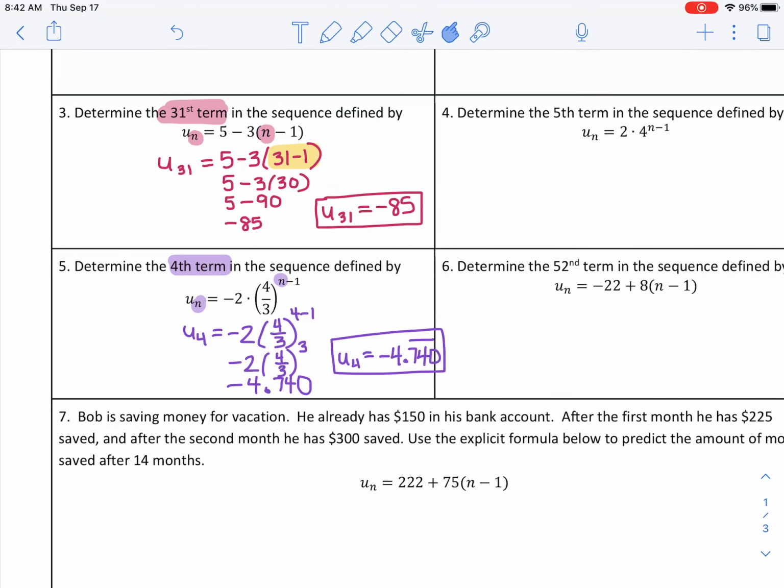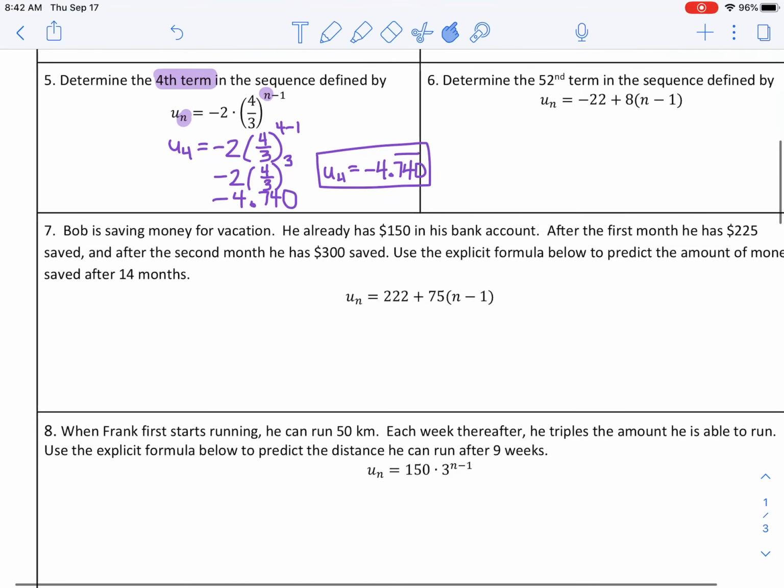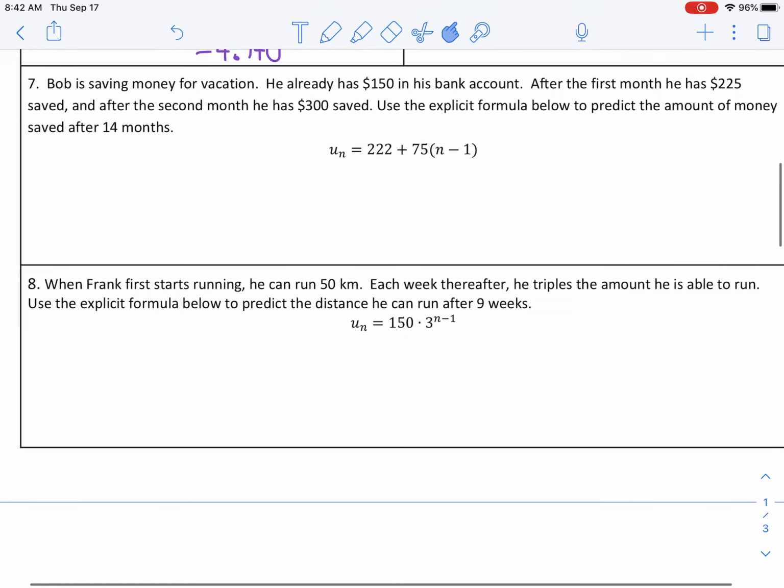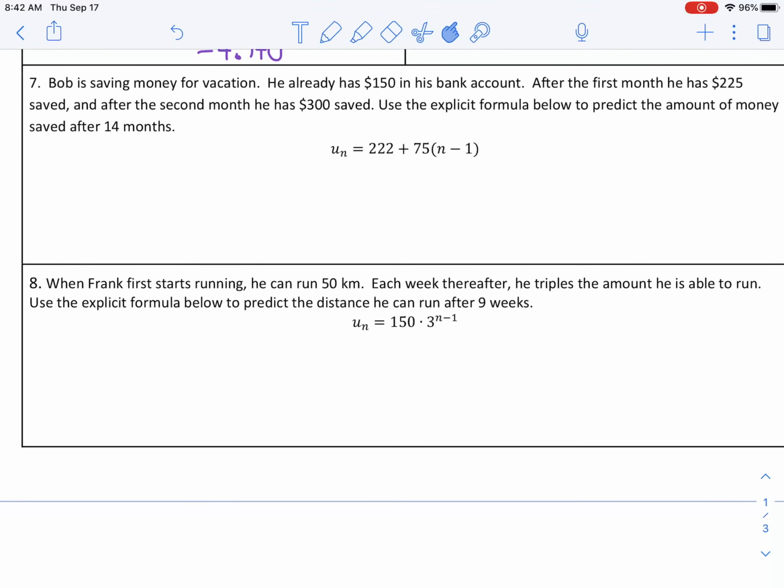The only other way you might see is with a word problem. So if we skip down, we're going to go to number 8. Number 8 says, when Frank first starts running, he can run 50 kilometers. Each week after there, he triples the amount he's able to run. Use the explicit formula below to predict the distance he can run after 9 weeks. And then the formula is given to us.